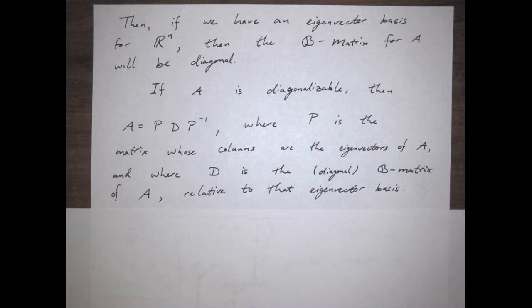So then, if we have an eigenvector basis for R^n, then the B matrix for A will be the diagonal matrix that we used to call D. And if A is diagonalizable, then that means that what we have here is a recipe where P is the standard matrix for this basis that you get by making the columns out of the eigenvectors of the basis, and then D is the diagonal matrix that in this case also turns out to be the B matrix of matrix A.